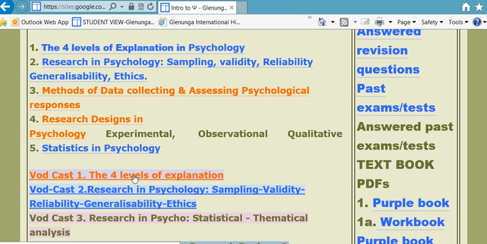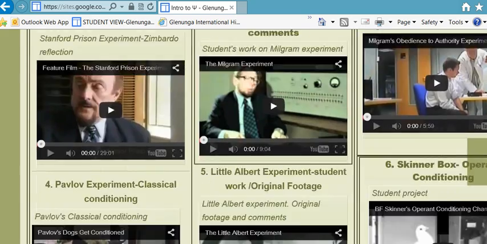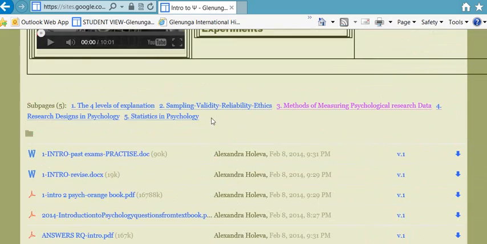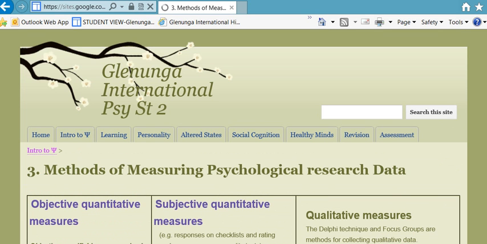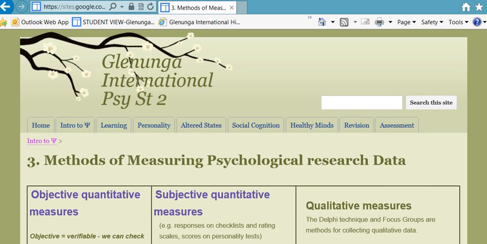They already uploaded the vodcast for the 4 levels and the vodcast related to the sampling. So as usual, we click on this or the bottom of the page. You can click alternative to this and go to the sub-page that is related to methods of measuring and assessing data.